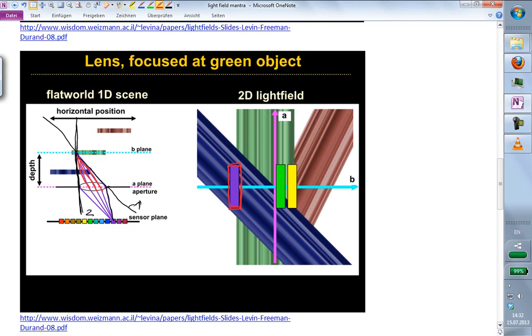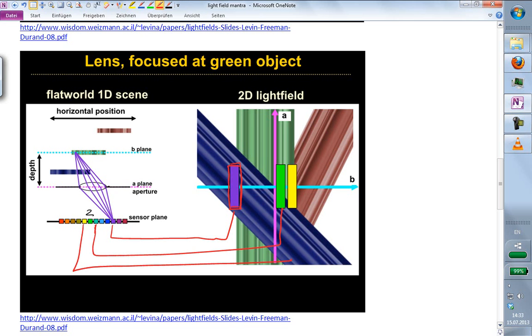So this is, if we use a lens focused on the B plane, this is what part of the light field is integrated over by the purple sensing element here. And similarly, every other sensing element integrates over such a box in this 2D light field space. Okay, so the green sensing element integrates over this box, and the yellow sensing element integrates over that box, and so on.